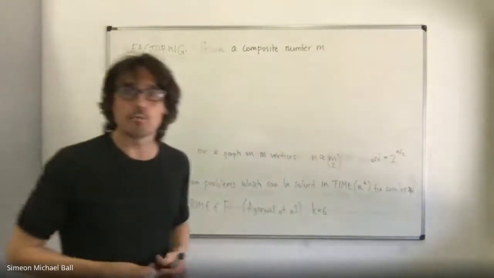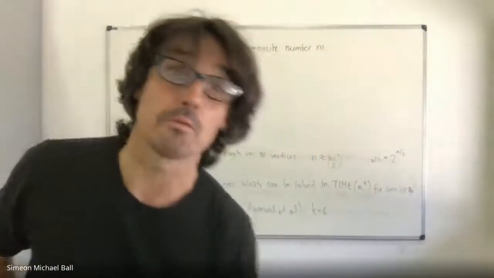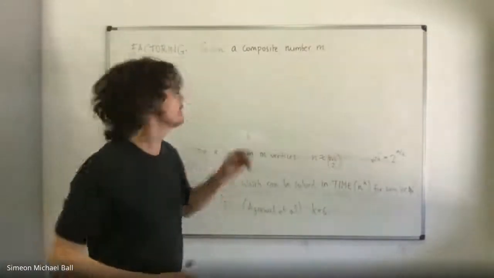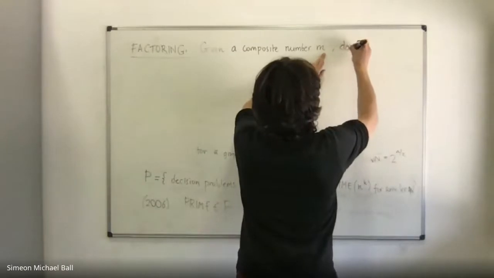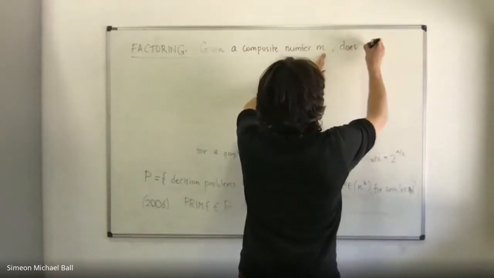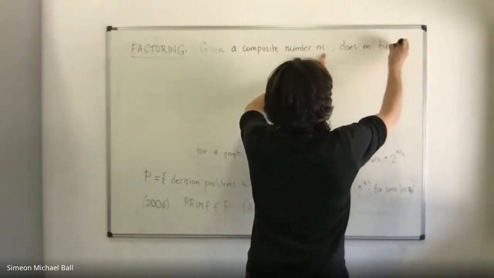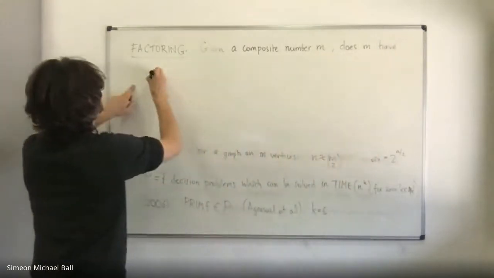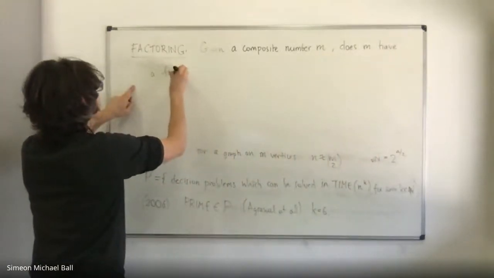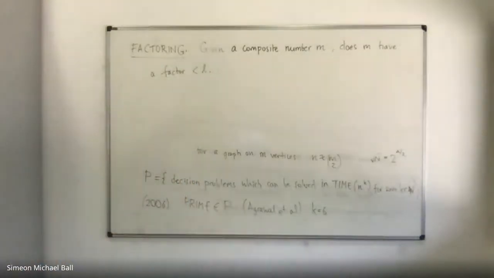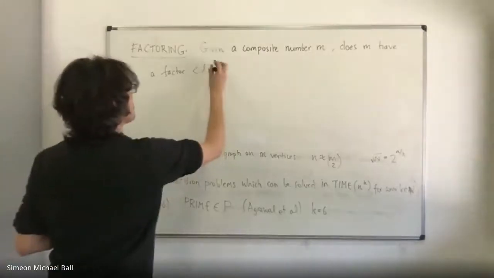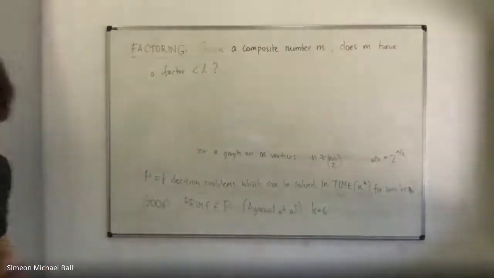So you have to kind of work this out. What is the decision problem? Because it has to be a yes/no answer. So, given a composite number n, does n have a factor less than f? That's a yes/no question, so that's a decision problem.